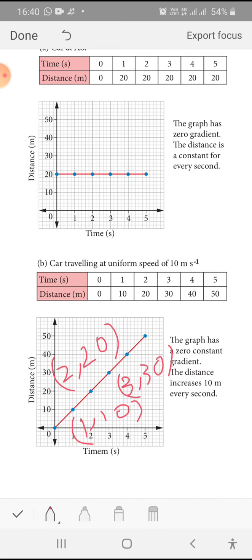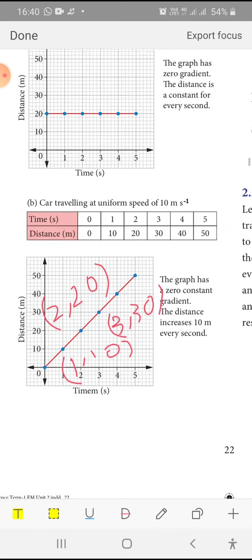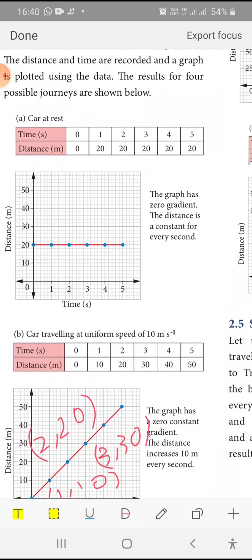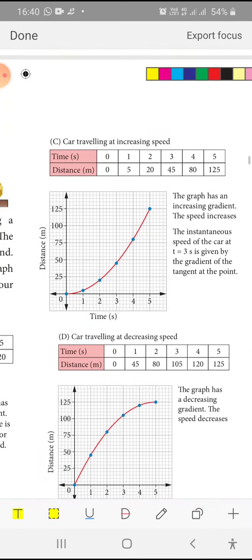So it will give a straight line. In the graph, the distance increases by 10 meters for every second. So it is a constantly increasing graph. This graph shows that the car is traveling at a uniform speed.